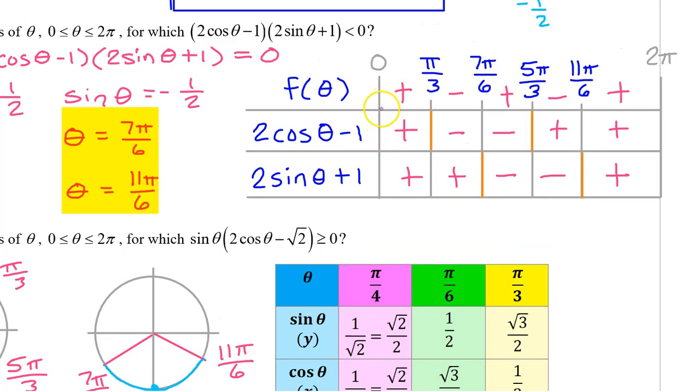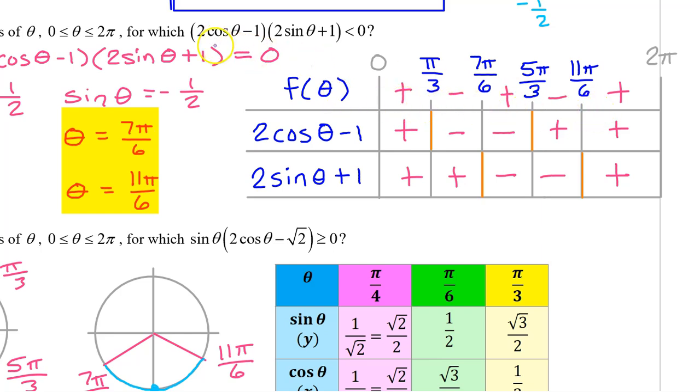I am about to highlight the solution set across the top of the number line. However, first I like to consider whether these four critical values, where f of theta is equal to 0, should be included in the solution set.